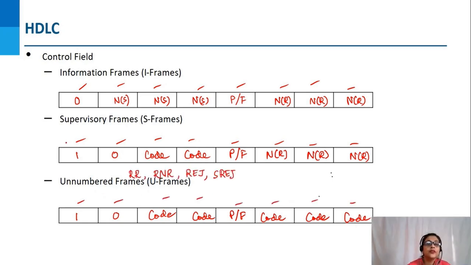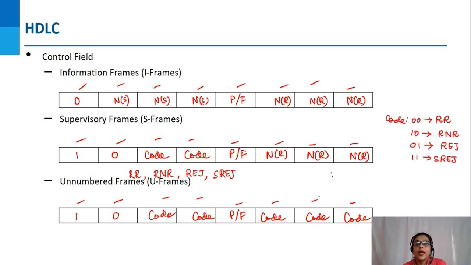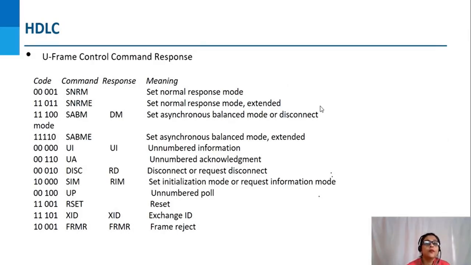For the supervisory frames, based on the code structure, we can have RR frame, RNR frame, reject frame, and selective reject frame. If the code is 00, we will have RR frames. If the code is 10, we have receive not ready. So this is receive ready, this is receive not ready. If it is 01, then it is reject, and if it is 11, it is selective reject. These are the U frame control command responses. So these are the different codes. Correspondingly, we have the command and response and their meaning. So this is a snapshot of the different codes, command, response, and meaning.